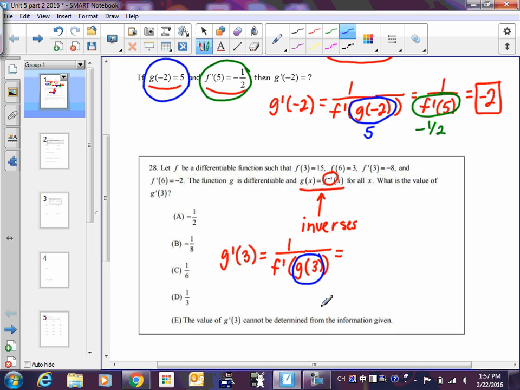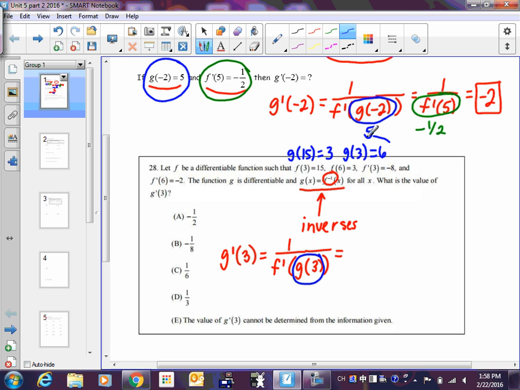They do not come right out and tell us what g of 3 is. They tell us what f of 3 is. Is that close enough? No. I am going to tell you this: f of 3 equals 15 means the exact same thing as g of 15 equals 3. Those two statements are the same because g and f are inverses. So what do you think g of 3 is? 6. So g of 3 equals 6.